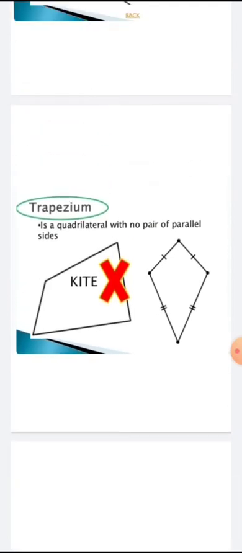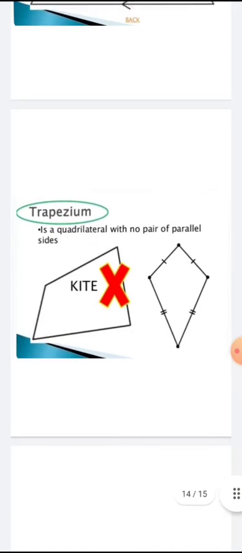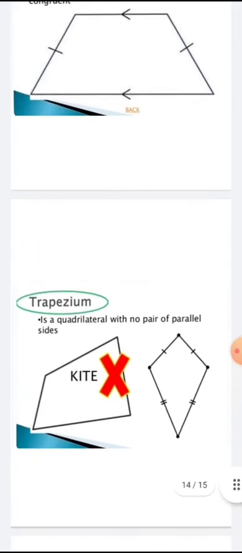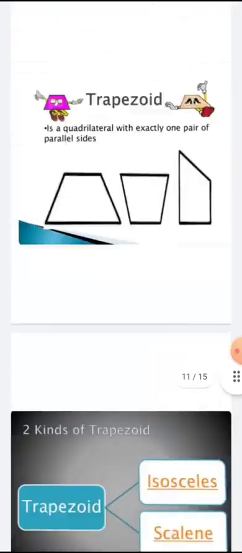And for the trapezium, we have the definition that trapezium is a quadrilateral with no parallel sides. Actually, it is given as no parallel sides. So these are the examples of properties of some of the figures.